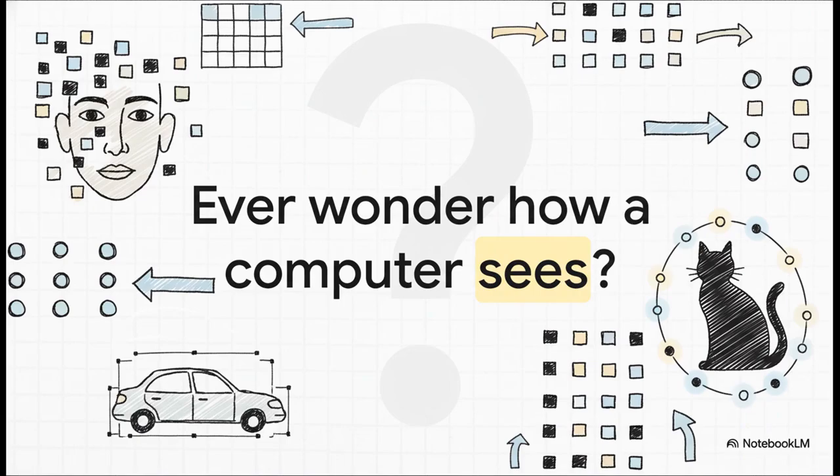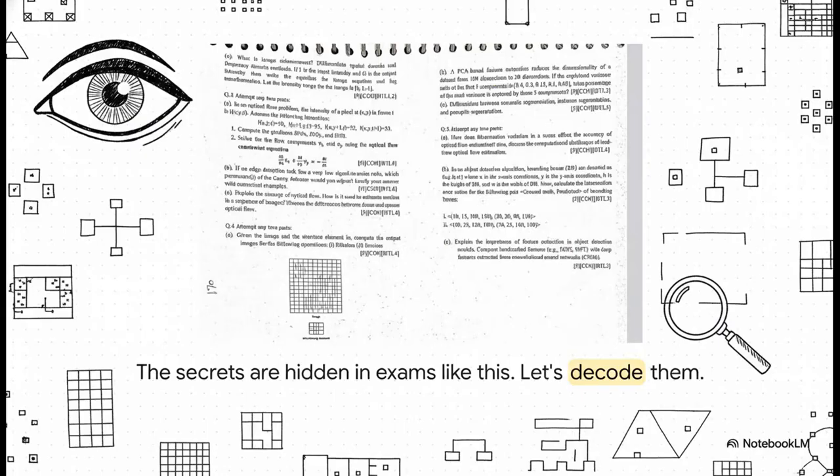I mean, how does it really see? How does a machine go from a bunch of random pixels to recognizing your face, a cat, or a car? It feels like it shouldn't be possible, but the logic behind it is just fascinating. And believe it or not, all the big secrets are laid out right here in this computer vision exam from a university. Now, I know it looks super intimidating, but we're going to use it as a kind of treasure map to understand how this all works from the ground up.